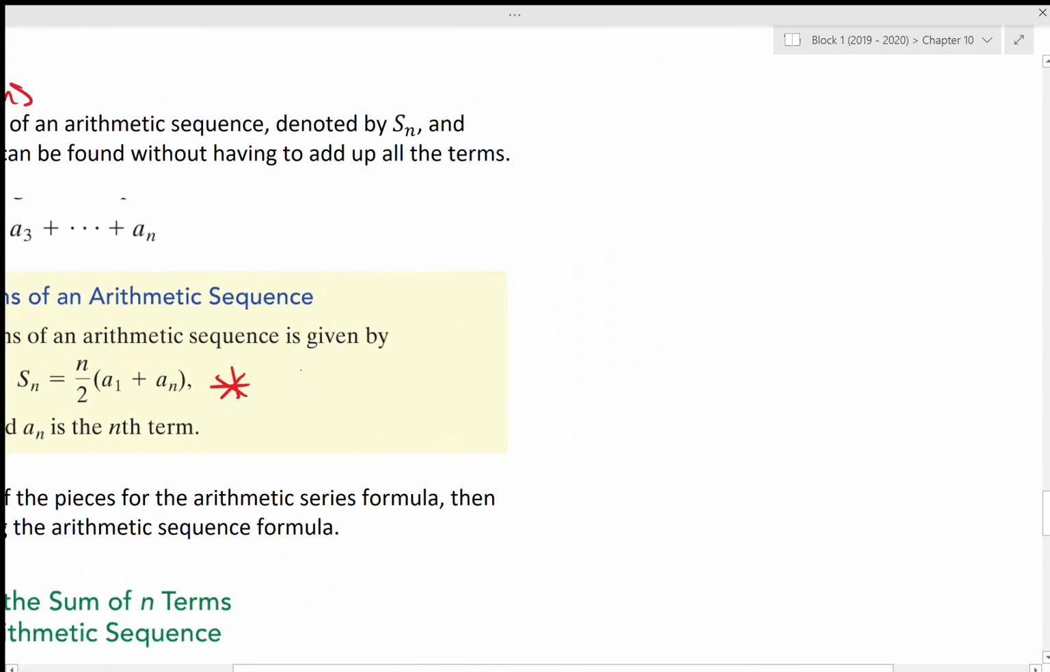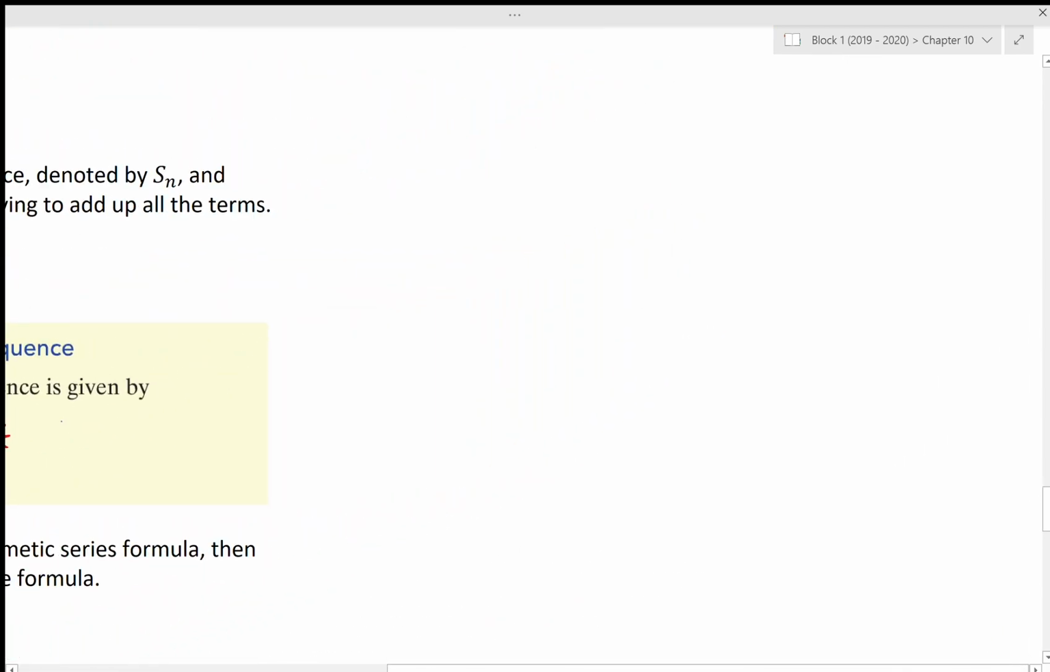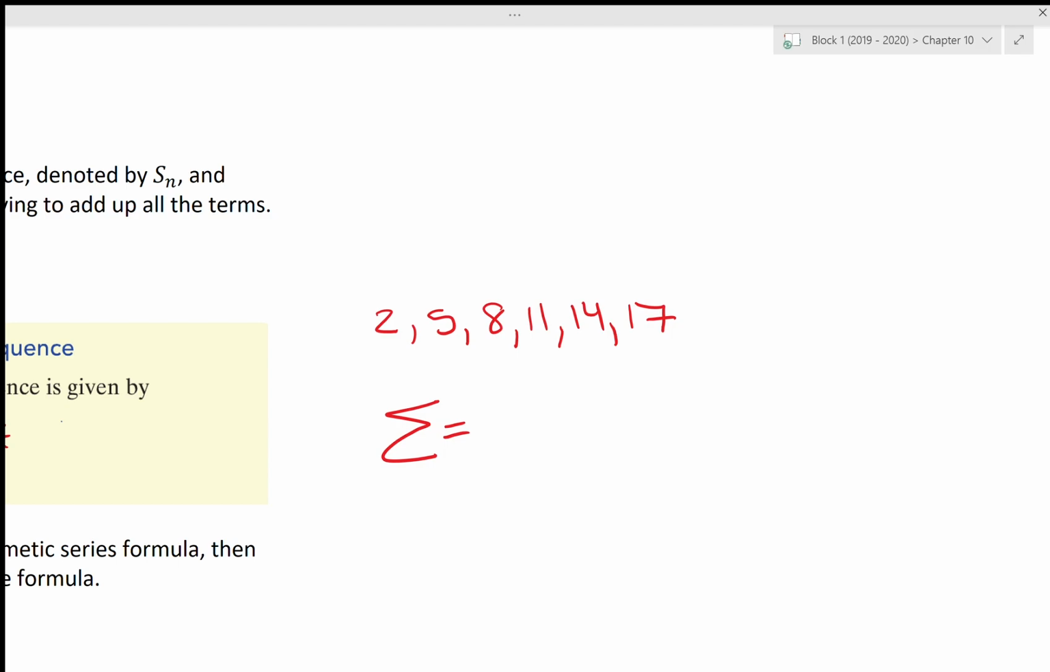Now, why does this work? Okay, let's say the pattern is 2, 5, 8, 11, 14, and then 17. I'll go up to 17. So why does this work out? I know these sum up to be, let me do the math real quick, 2 plus 5 plus 8 plus 11 plus 14 plus 17. It adds up to 57.